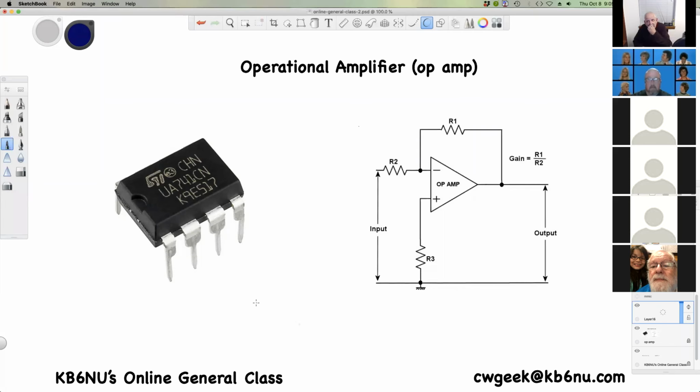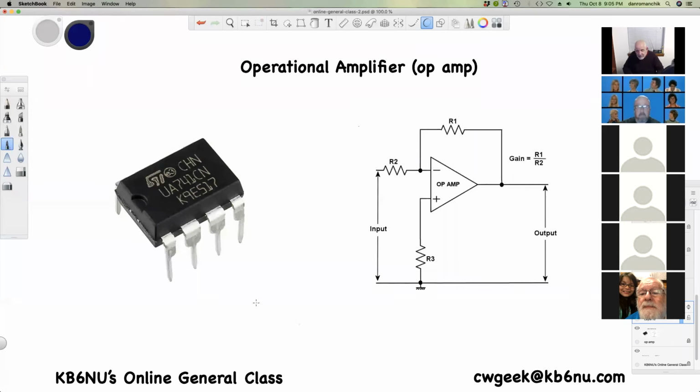Okay, so I screwed up a little bit last week. I missed a couple of pages from the components section. So we're going to talk about some components first before we get into the circuits.